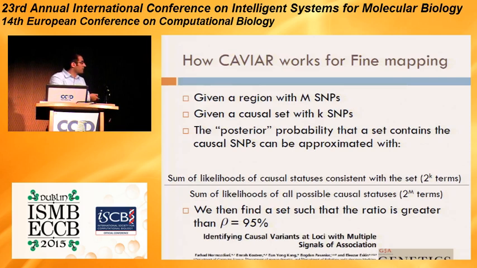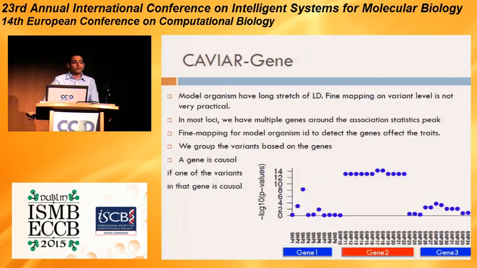And you divide it by the likelihood of all the possible causal statuses in that region, which is 2 to the m. Now, if this ratio is greater than rho, let's say 95%, then this causal set is a rho causal set. And obviously, you want to try different k and find the minimum one. So this work was actually published in Genetics. Now, what we are interested in now is to see if we can apply this to a model organism like mouse.